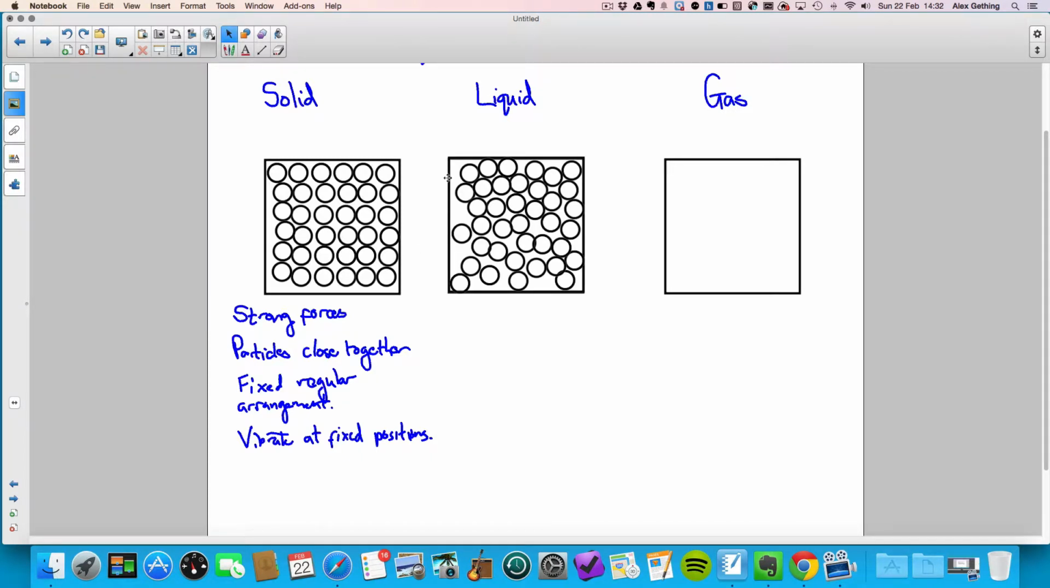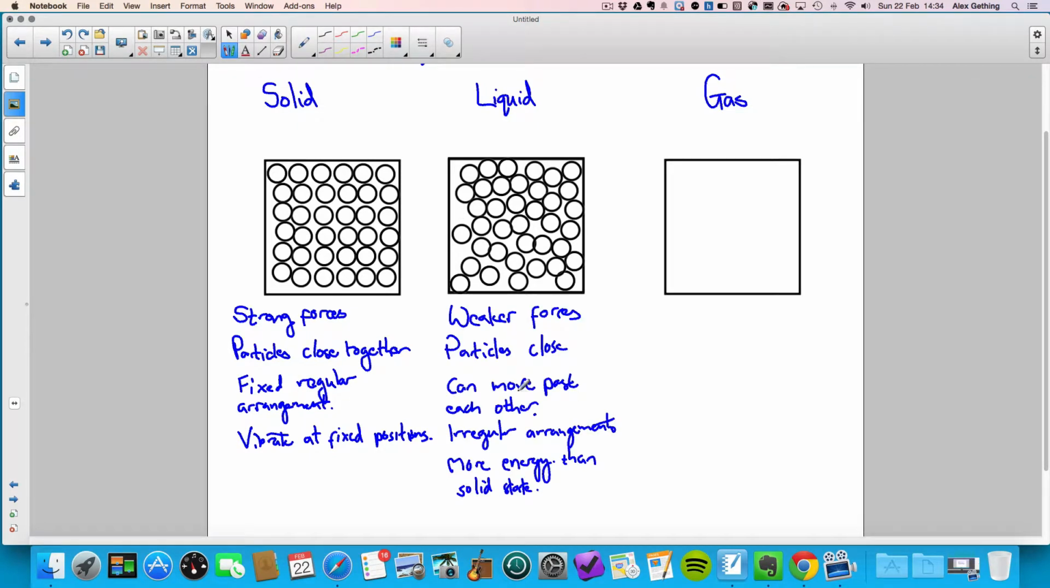Hopefully with the liquid you can see some differences. We haven't got the fixed regular arrangement, but the particles are still very close together. Much weaker forces here as a result of the energy within the particles. Okay, so some of the properties there: weaker forces, particles are close together, they can slide and move past each other, but they usually form irregular arrangements, and the clear point that they have more energy than those particles found in the solid state.